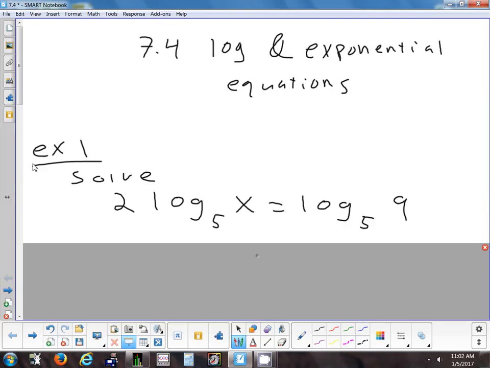Does anybody know the symbol that you can draw if you have a problem that has no solution? Try to solve something and it's a special symbol. Anybody know what that is? Sometimes it stands for the empty set. That's the name of it, empty set.